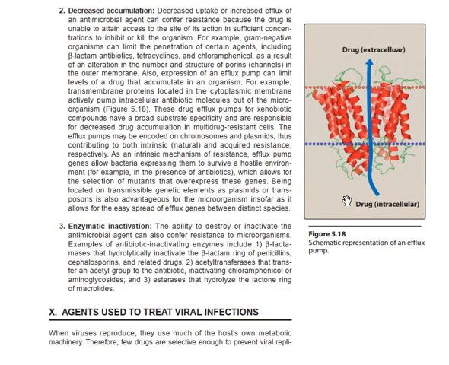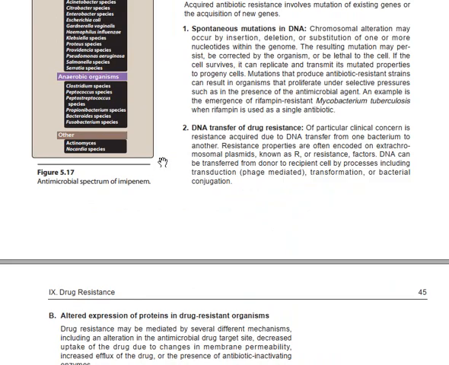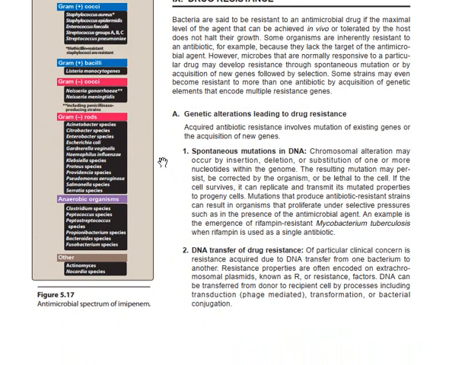So now we have drugs. This is a schematic representation of drug resistance. Drug resistance occurs because the drugs can be pushed out of cells from the intracellular into the extracellular milieu. Is it clear? So we have different forms of drug resistance. The first one is spontaneous mutation of the DNA. This genetic alteration leads to drug resistance.